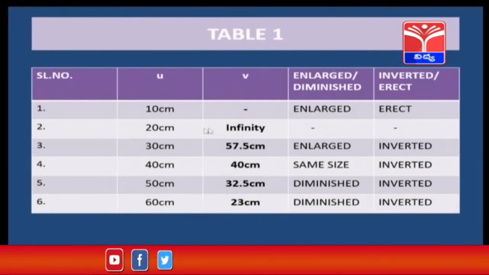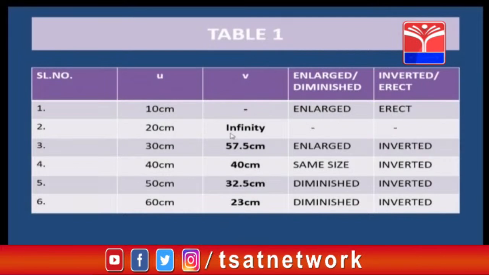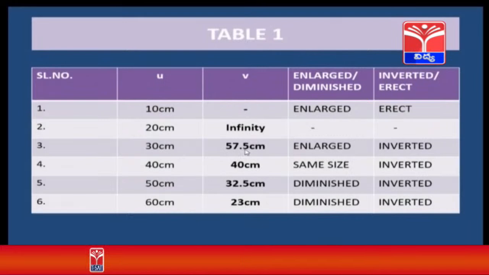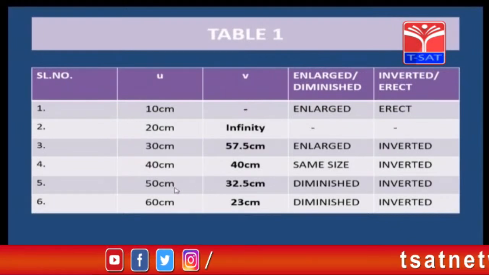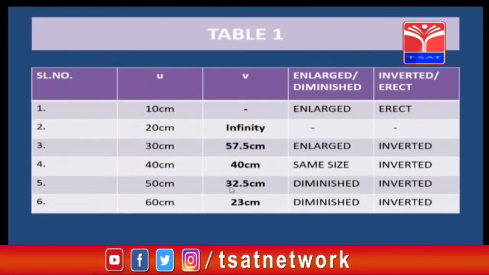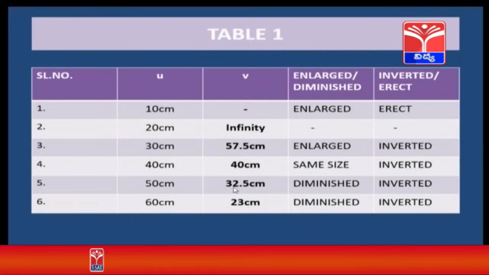At 20 centimeters the image forms at infinity. At 30 centimeters the image formed at 57.5 centimeters. It was enlarged and inverted. At 40 centimeters we saw the image formed at 40 centimeters only, and it is the same size and inverted. Similarly, at 50 centimeters the image formed at 32.5 centimeters and it was diminished and inverted. At 60 centimeters the image formed at 23 centimeters and it is diminished and inverted.